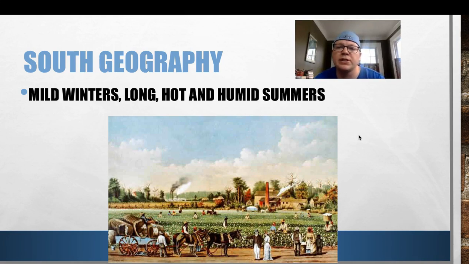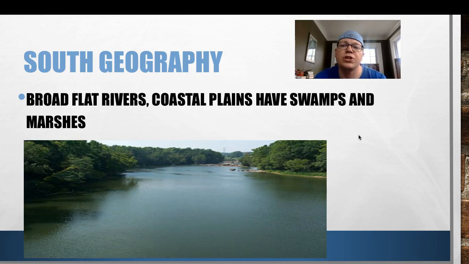That long growing season is going to allow the South still to grow those cash crops we talked about in the southern colonies. Geographically, you're going to have some broad, flat rivers. Coastal plains are going to have swamps and marshes. Those rivers are going to be important for the South in a variety of different ways. Most particularly for travel. It's going to be how people travel. It's going to be how goods travel.